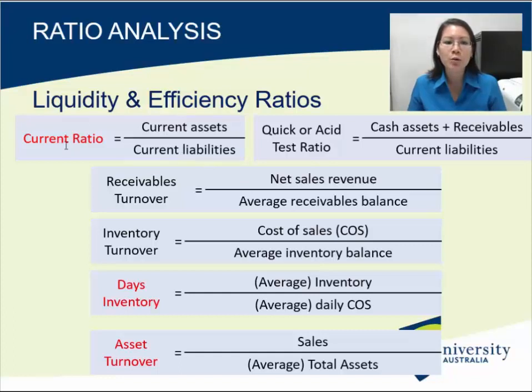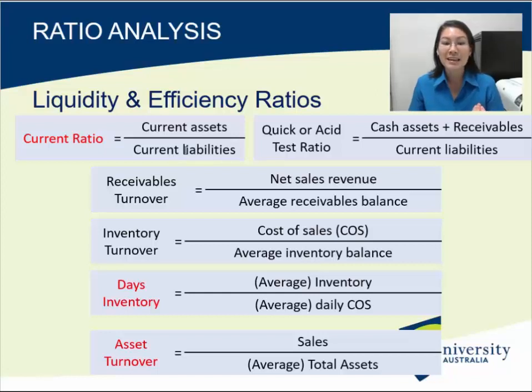So first of all, liquidity. Current ratio tests liquidity, and it simply compares current assets to current liabilities. So for every dollar of current liabilities, how many dollars of assets do we have to pay? So at least you'd want to see 1-to-1, at least, with current ratio.